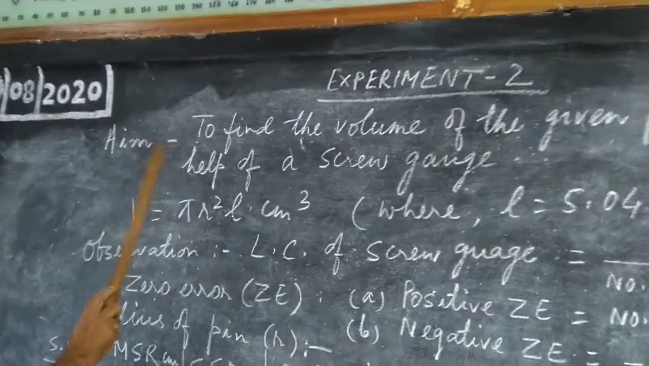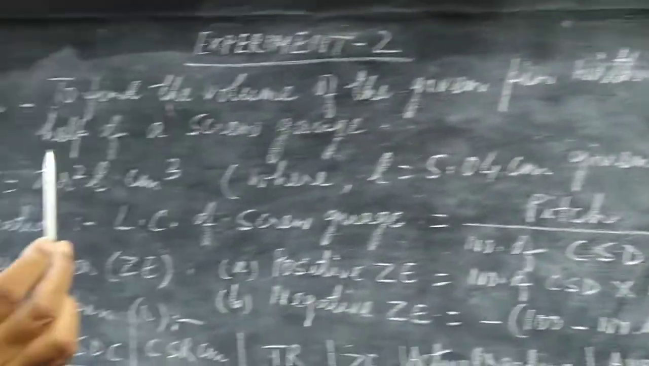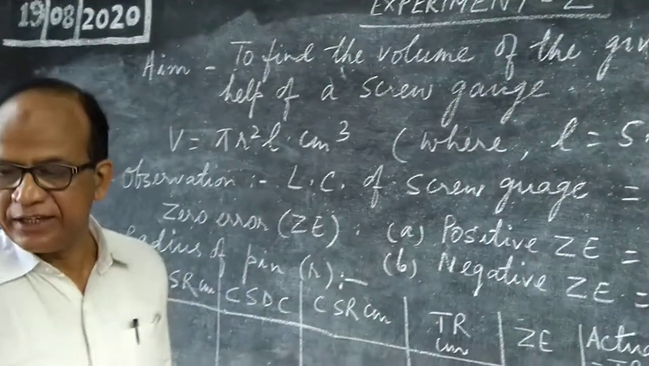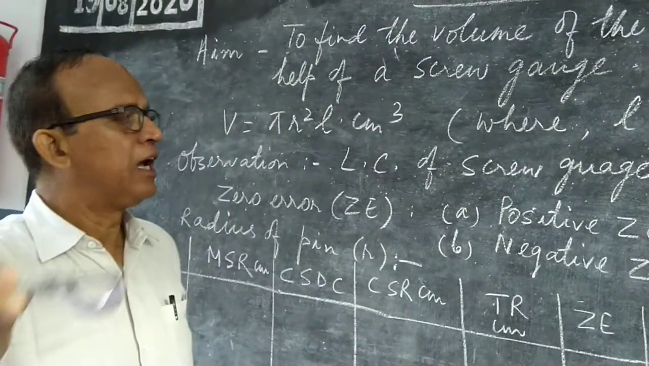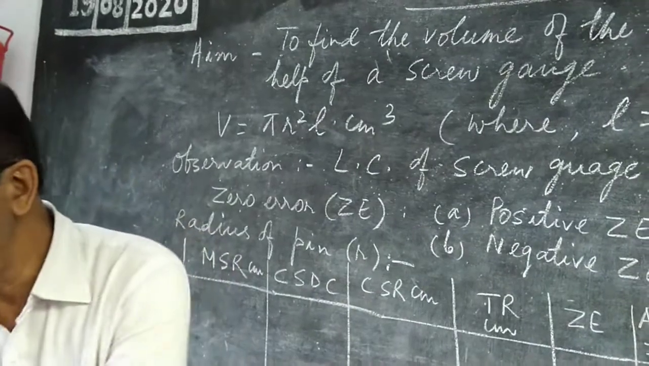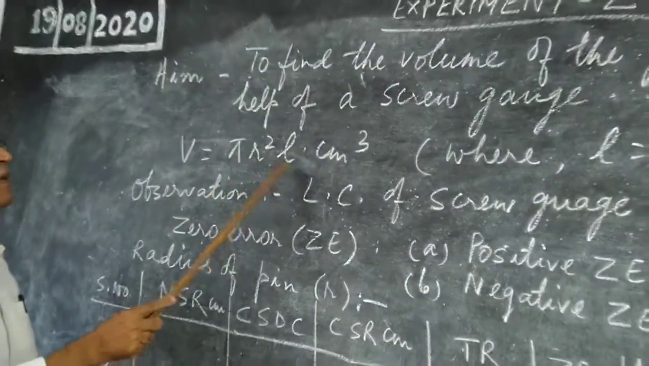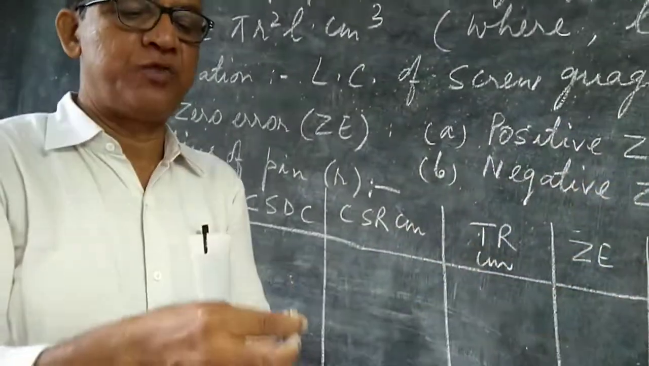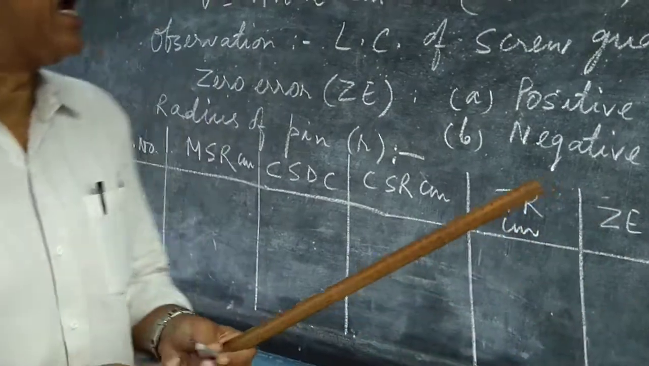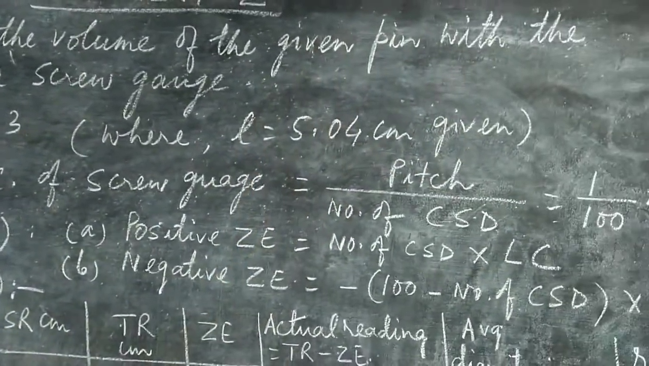The aim is to find out the volume of the given pin using a screw gauge. This is a screw gauge. Here the formula is V equals pi r squared L, where r is the radius of the pin, which we will find out using the screw gauge, and the length is given as 5.04 centimeter.